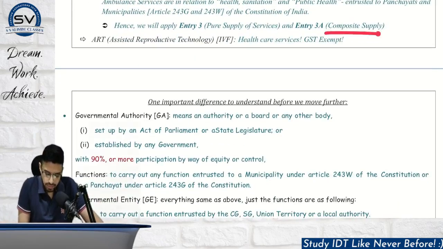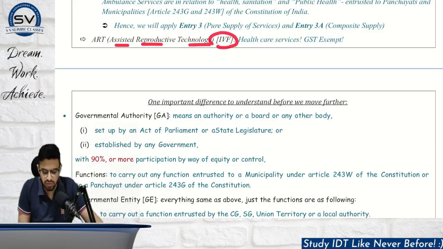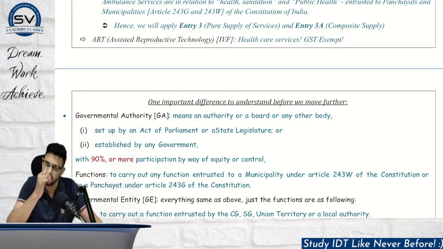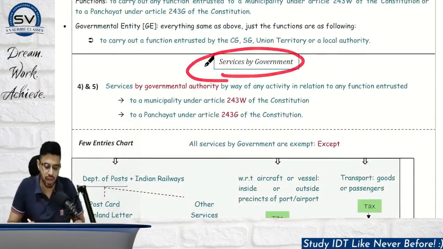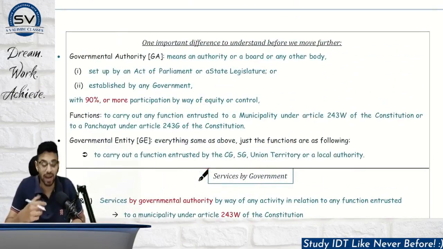Okay. Next, ART. That is your assisted reproductive technology, IVF, healthcare services. It is covered in healthcare services, and GST is also exempt. Now, before we move to services by government, there is an important understanding we need to have.